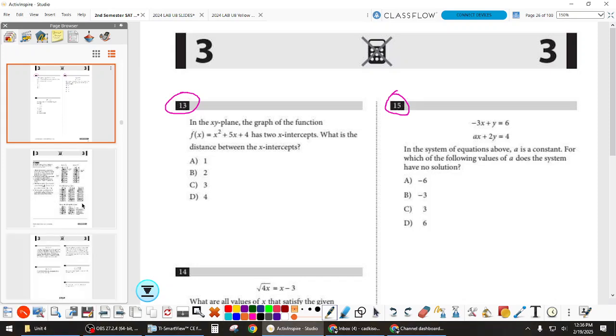So number 13 says it has two x-intercepts and wants to know the difference between them, essentially the distance. How do you find those x-intercepts? We've done this a fair bit. What do you think? Yeah, I know what x is, but what is an x-intercept also called?